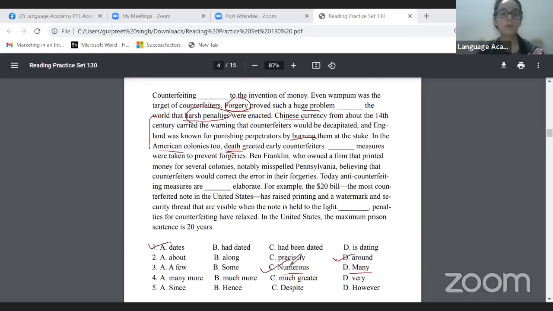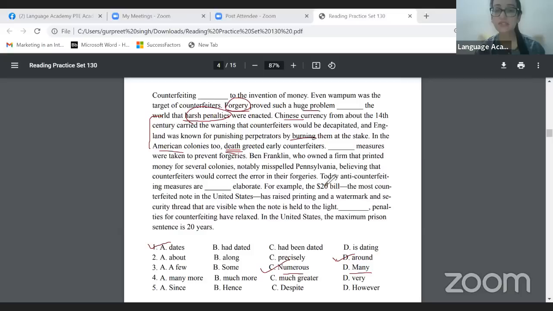Ben Franklin, who owned a firm that printed money for several colonies, notably misspelled Pennsylvania, believing that counterfeiters would correct the error in their forgeries. Today, anti-counterfeiting measures are dash elaborate.